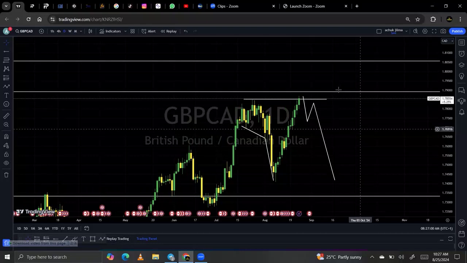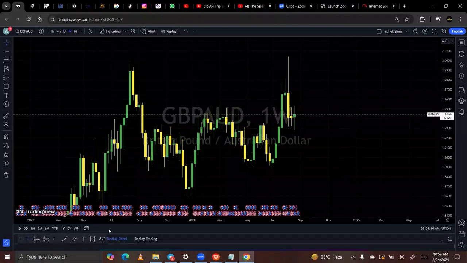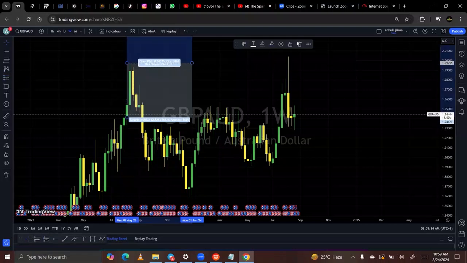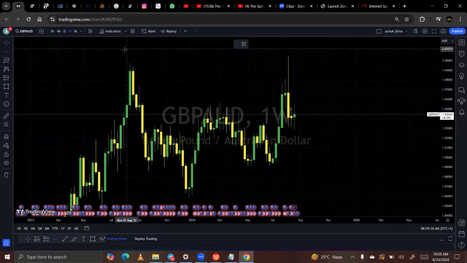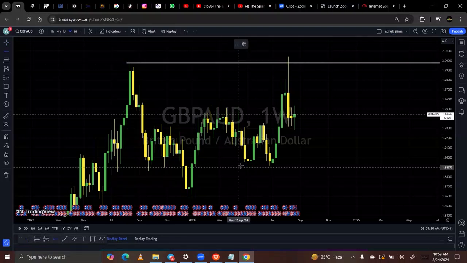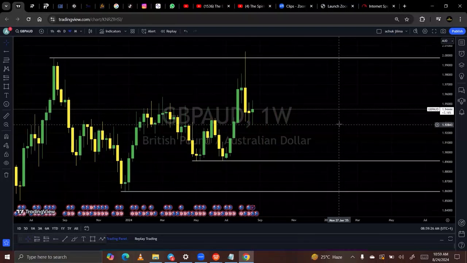Otherwise, we have to wait for price to reach this resistance and then these other areas here and see what will happen. So that is it. GBPAUD on the weekly. So we have our weekly resistance area here, up here, and then we have our weekly lows here, which will act as our support. Another weekly low here, our potential support area.